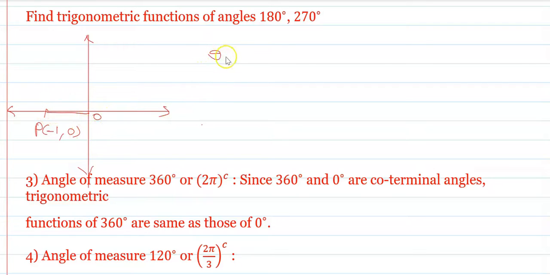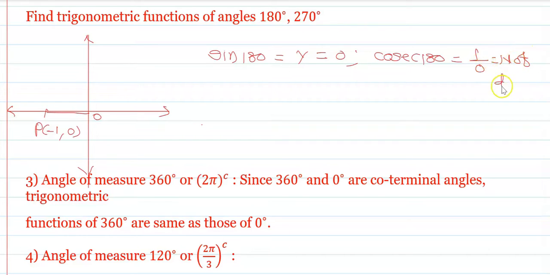First, sine of 180. But what is the definition of sine? It is y. मग y इथे कसा आहे? तर तो 0. And the reciprocal of sine is cosec 180. And cosec 180 means what? 1 upon 0, that is not defined.